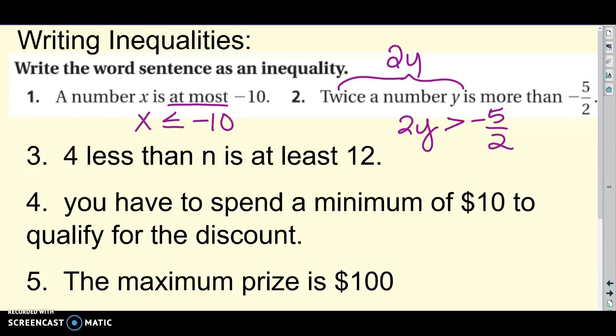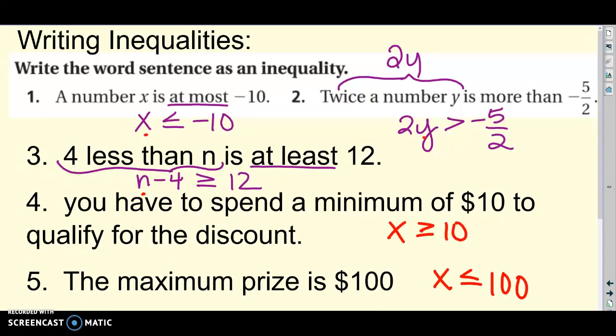Okay, I'll do one more and then you do the rest for practice. 4 less than n is at least 12. Well, 4 less than n would be starting with n and taking 4 away, and that's at least. So it's bigger than that. It could be equal to it, but equal or bigger, 12. Okay, just make sure your variable is always on the left. Okay, so try 4 and 5 here. Pause, write your answers down, and then we'll go over those and then do 6 and 7.